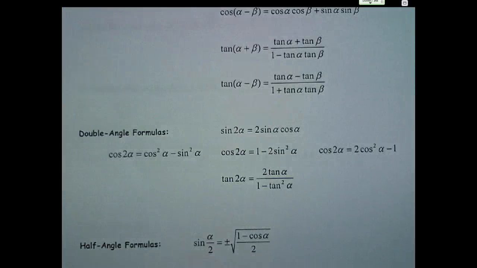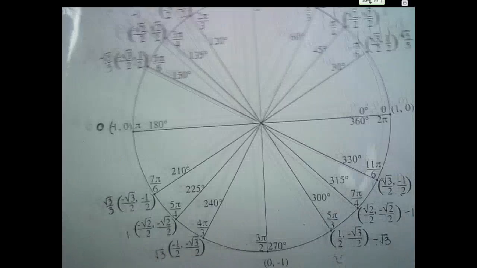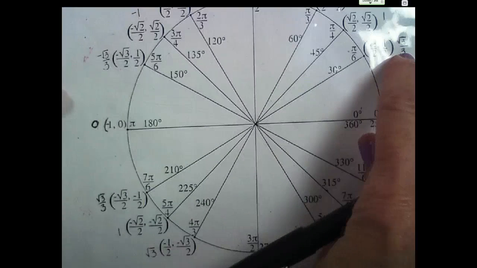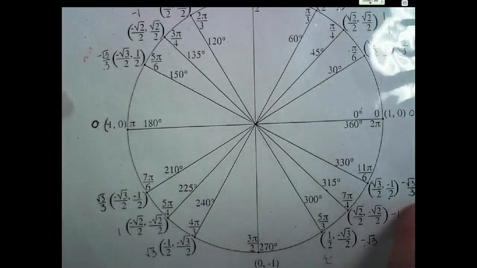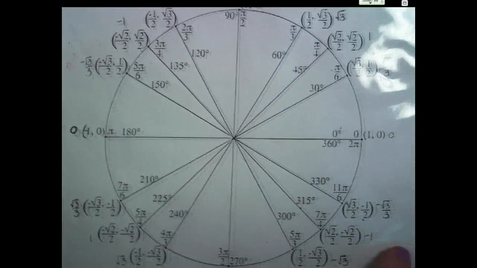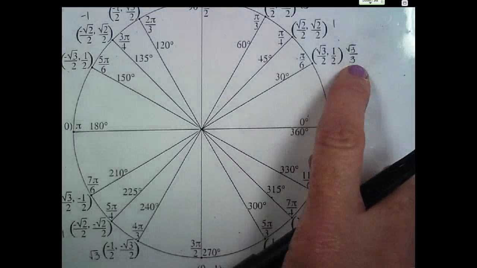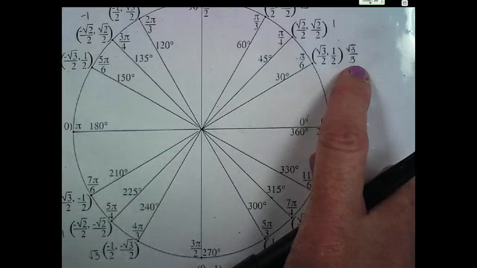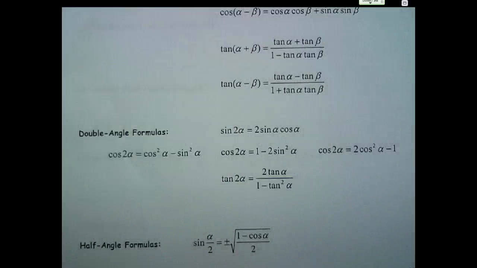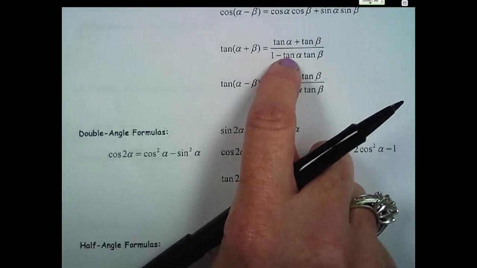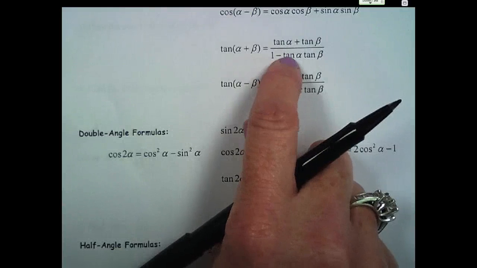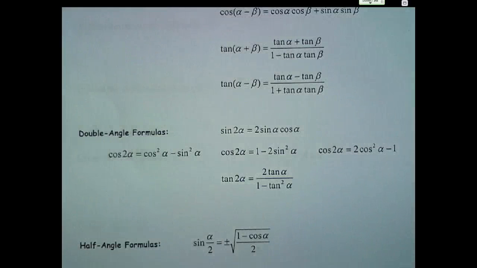Right. If you're looking at your unit circle right now, you'll remember we avoided anything that was a fraction. Root 3 over 3, negative root 3 over 3. We avoided the ones that had root 3 over 3. And the reason is because it's already a fraction. If I put a fraction on top and a fraction on bottom, I'm going to end up with a complex fraction and it's even harder. So we're going to try to avoid that. Okay?